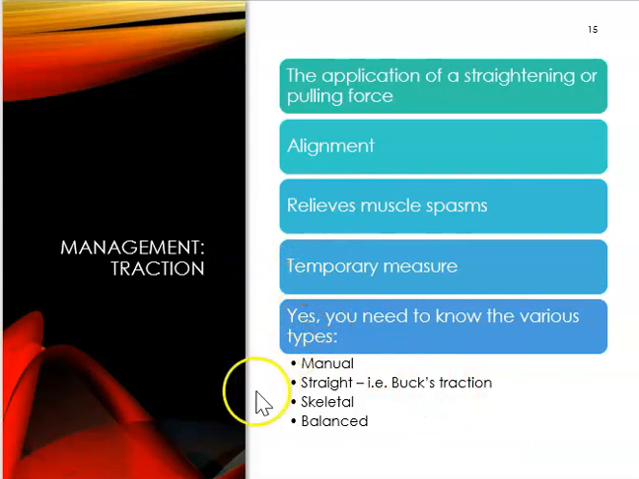So for traction, this is going to be the application of a straightening or pulling force for your patient, and this is going to help maintain alignment. So it's going to assist with alignment. Manual traction is going to be a hand pulling, so that would be you pulling on an affected extremity, and you would only do something like that under the guidance of a physician.